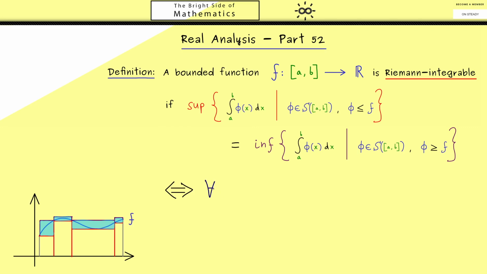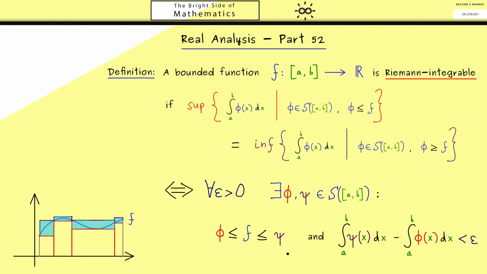Namely, for all epsilon greater than 0, we find step functions phi and psi with the property that the one lies below f and the other one above f. And moreover, we have that the difference between both integrals here is less than the given epsilon. Here, please note, we know that the integral of psi is always bigger than the integral of phi. So we don't need an absolute value here, we can just calculate the difference. Okay, now this description makes it a little bit easier for us to look at examples.